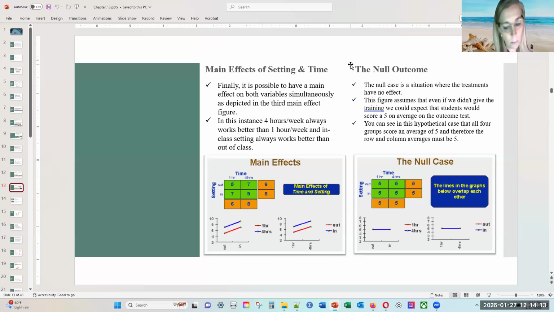What if you had no main effects, or what we would term as the null outcome, meaning there's no difference between conditions? You would see lines that are both overlapping and flat. And you could see by the means, they're all identical, right?